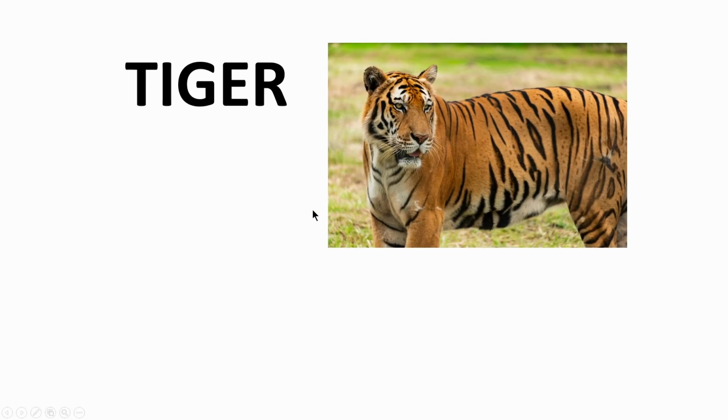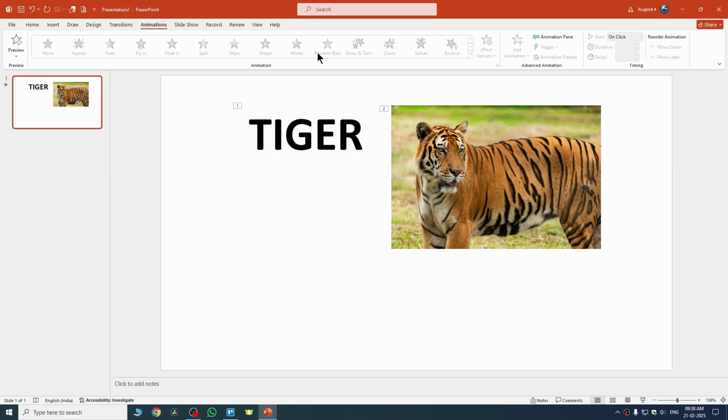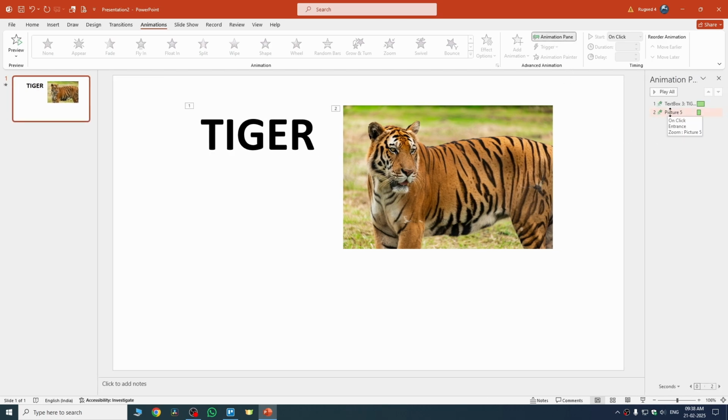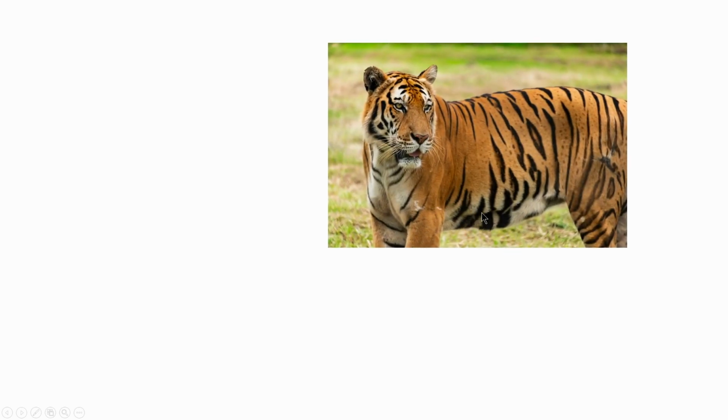If you want to switch the placement of your animations, if you want to have your image come first then the text, then for that go back from here and under animations tab go to animation pane, and from here switch the placement of your objects. So I want my image to come first, so for that I'll select my picture and drag it up, and then the image is at the first place, you can see the number here, and the second animation is this tiger. So if you play it again, you can see if I click here, then the image will come first, and if I click again, then the text will appear.